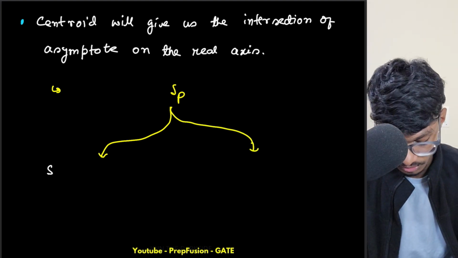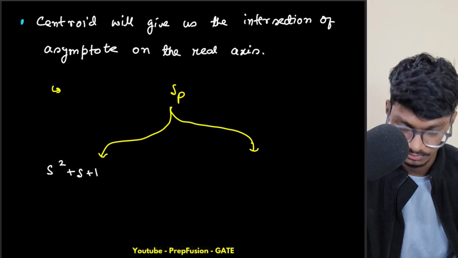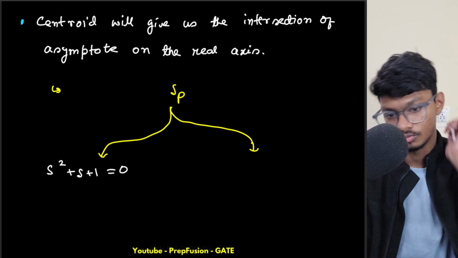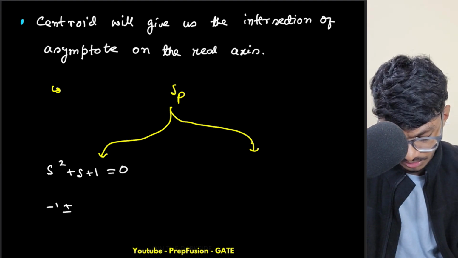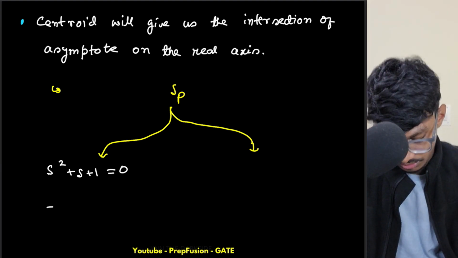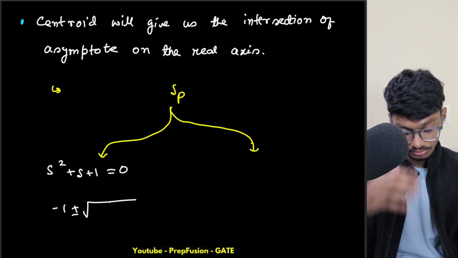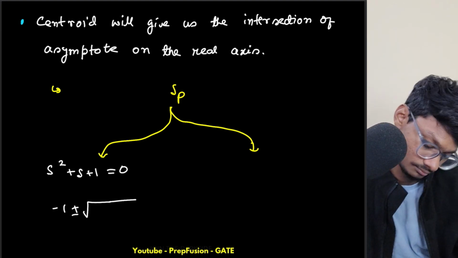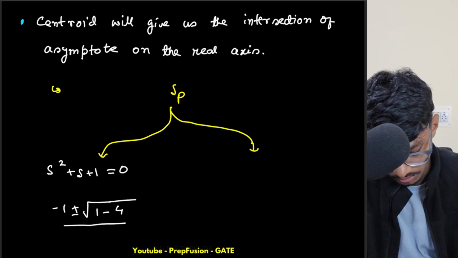How to solve this one? So this is s square plus s plus 1 equals 0. So obviously, simple Sridharacharya formula: -1 plus minus square root of b square minus 4ac, which is 1 minus 4, divided by 2.